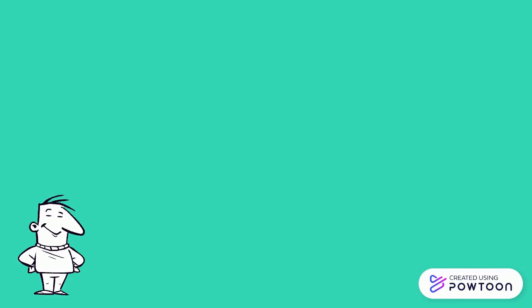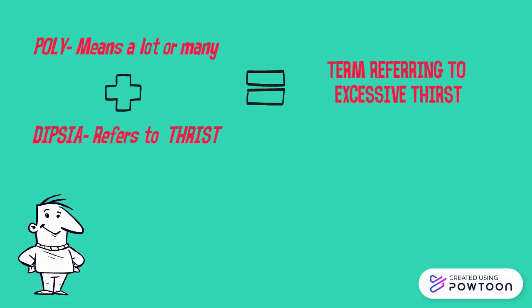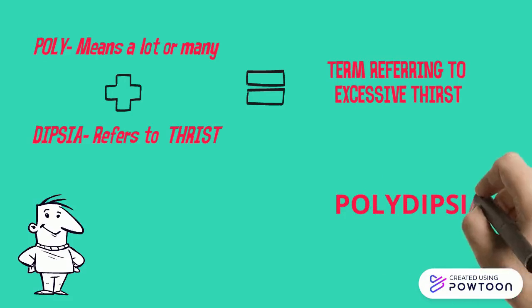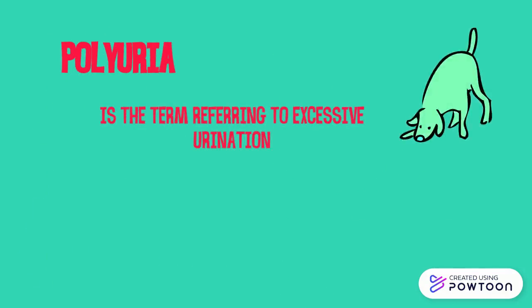To define the term easily, we can do the breakdown of words, wherein poly means a lot or many, while dipsia refers to thirst. By putting this together, we have the term referring to excessive thirst, which is polydipsia. On the other hand, polyuria is a term referring to excessive urination.